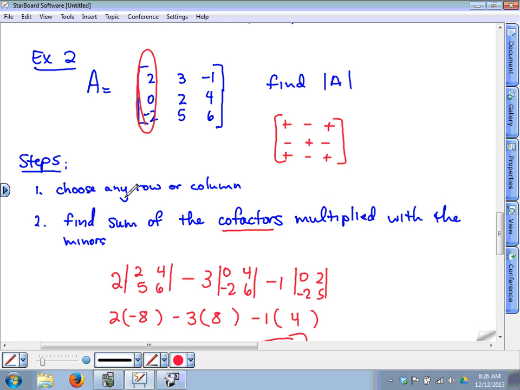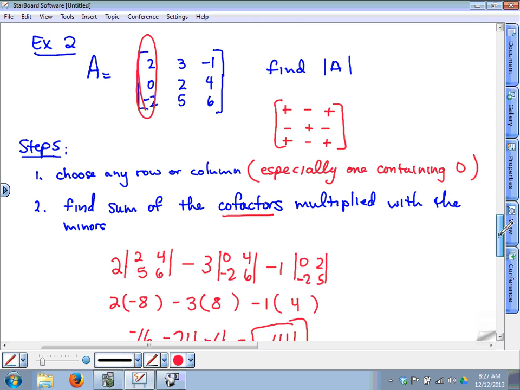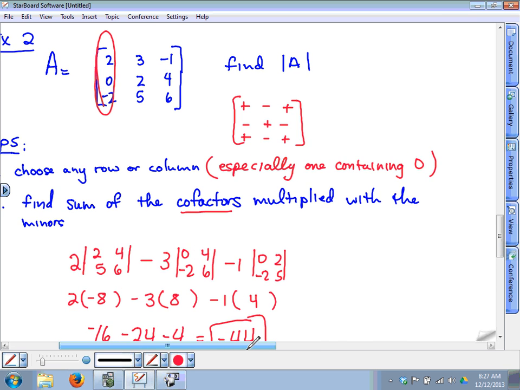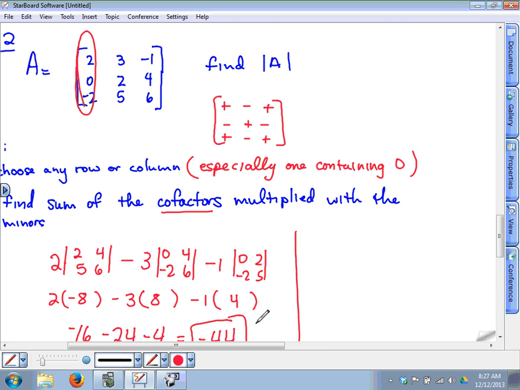So even though step 1 says choose any row or column, especially one containing 0, that's just going to make the process a little bit shorter. So let's do it one more time.